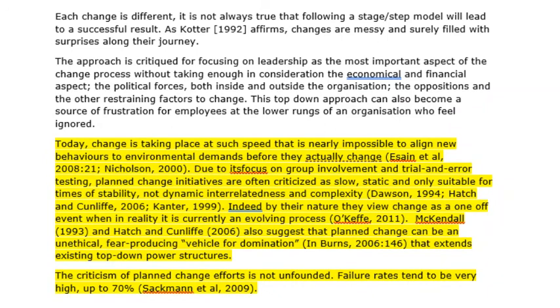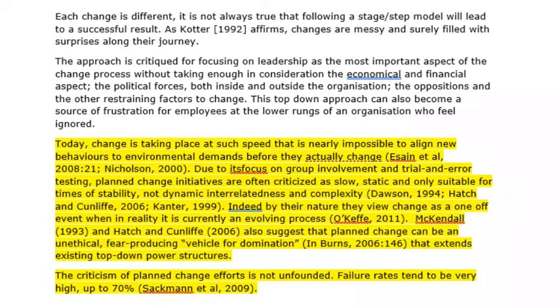This top-down approach can also become a source of frustration for employees at the lower ranks of an organisation who feel ignored. And today, change is taking place at such speed that it is nearly impossible to align new behaviours to environmental demands before those demands change (Essien et al., 2008). Due to its focus on group involvement and trial and error testing, planned change initiatives are often criticised as slow, static and only suitable for times of stability, not dynamic interrelatedness and complexity (Hatch and Cunliffe, 2006). Indeed, by their nature, they view change as a one-off event, when in reality it is currently an evolving process (O'Keefe, 2011).